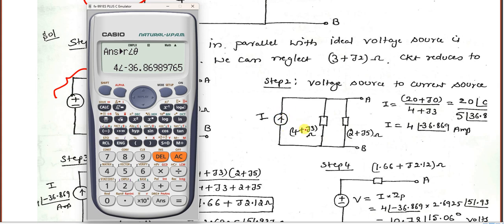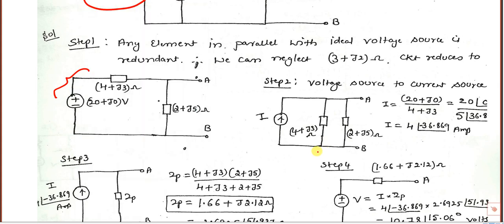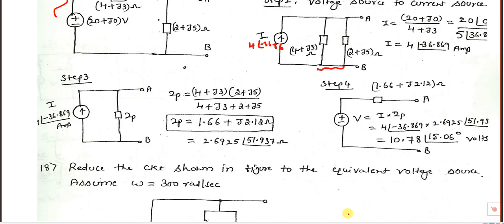Now I need to convert once again. I have to find the equivalent impedance between these two. This value is 4 at an angle minus 36.86. So the equivalent impedance of these two is the parallel combination: 4 plus 3J in parallel with 2 plus 5J.